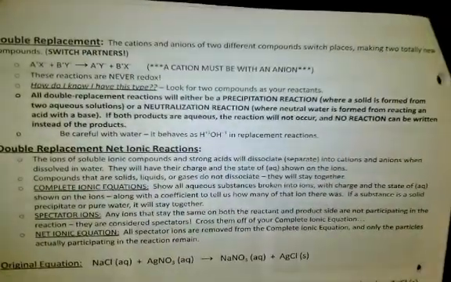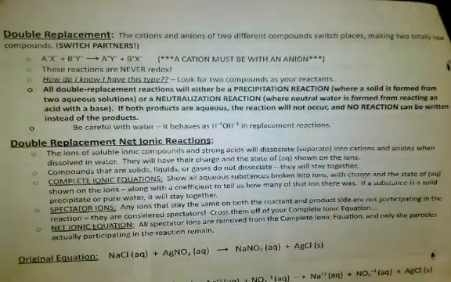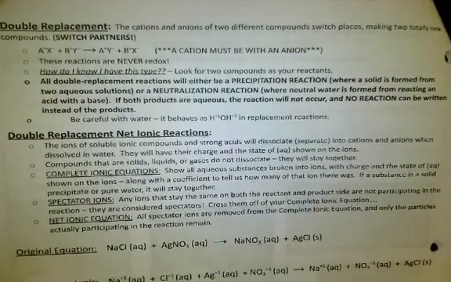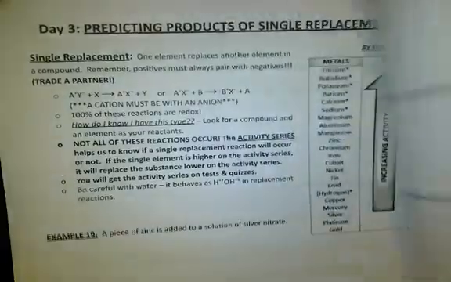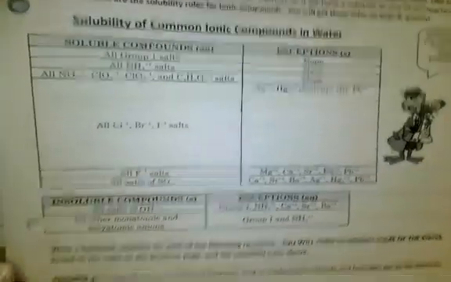Now, double replacement reactions, the cations and anions of two different compounds switch places, making two totally new compounds. Okay, so in double replacement reactions, it is just two compounds before the arrow. We have written the formula equation for double replacement, and we have used solubility rules. So do you remember the solubility rules? So if you look on page 3, so page 3, we have our solubility rules.